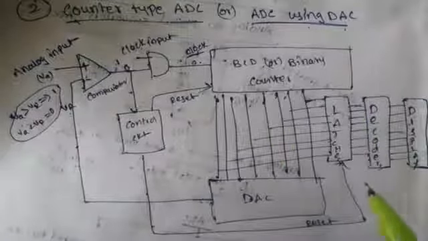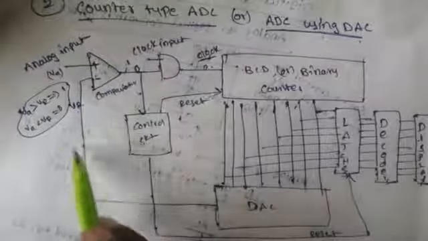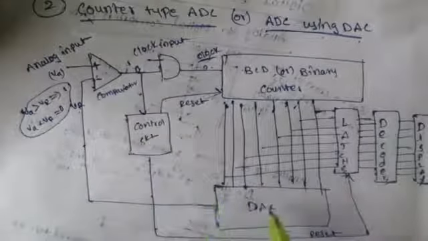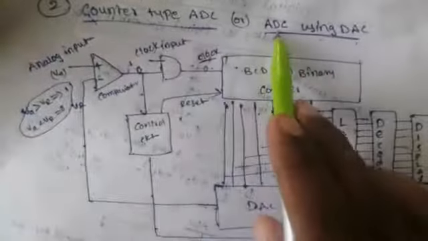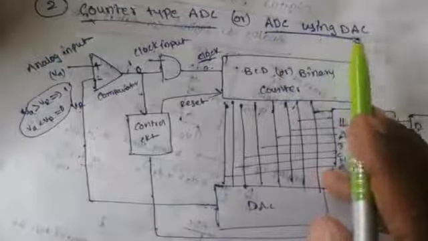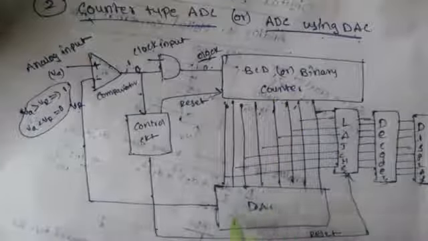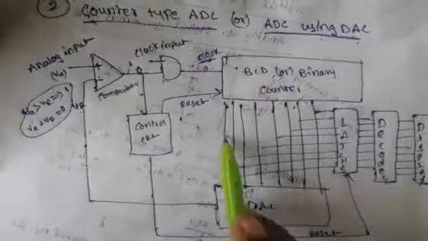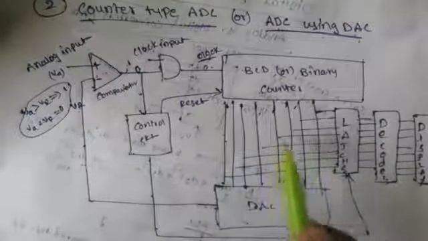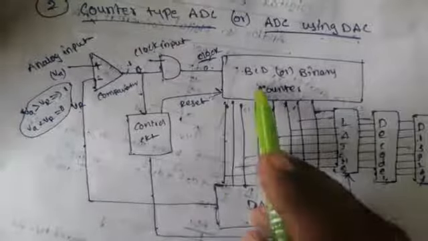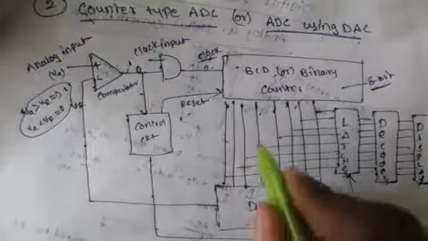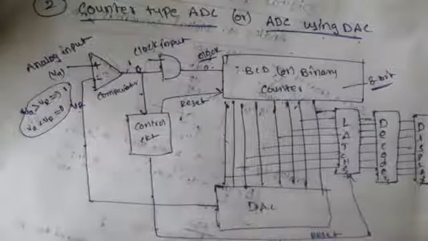Now in this circuitry, in the previous case there was a ramp generator. That ramp generator is modified as a D to A converter. That's why it is called counter type ADC, or ADC using DAC. Here you connect a D to A converter from the binary counter. There are 8 bits, that's why I am representing 8 lines. This is an 8-bit binary counter, so all bits are connected to the D to A converter.